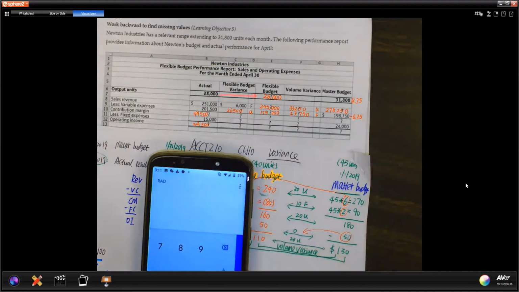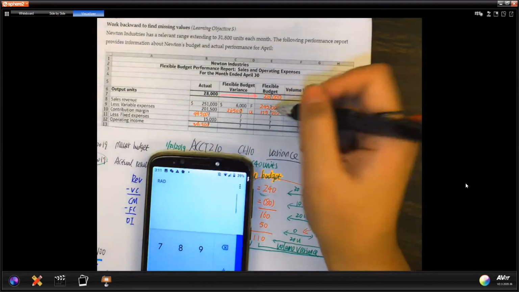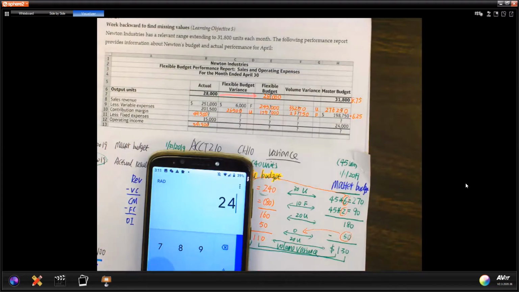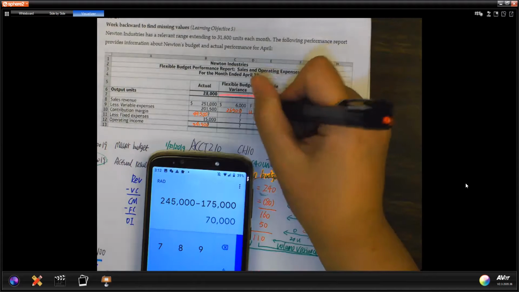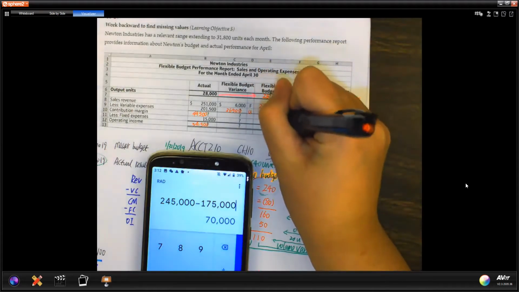Okay, next one, contribution margin. So basically you just add those things, subtract those things, right? So you use 245,000 minus 175,000. You get your flexible budget contribution margin of 70,000.